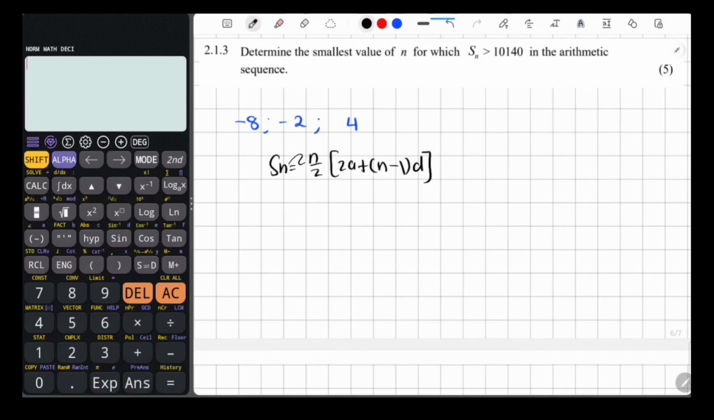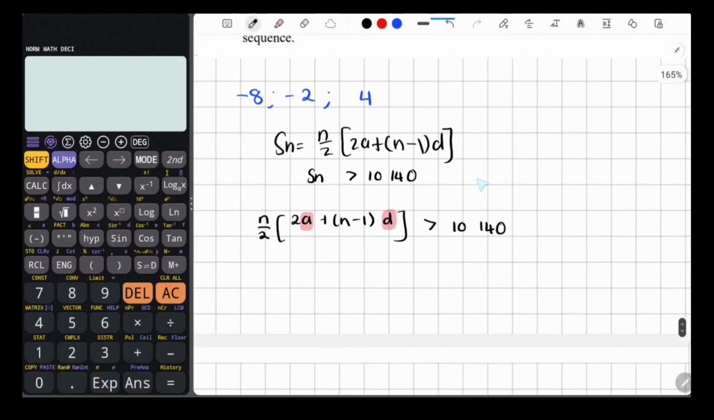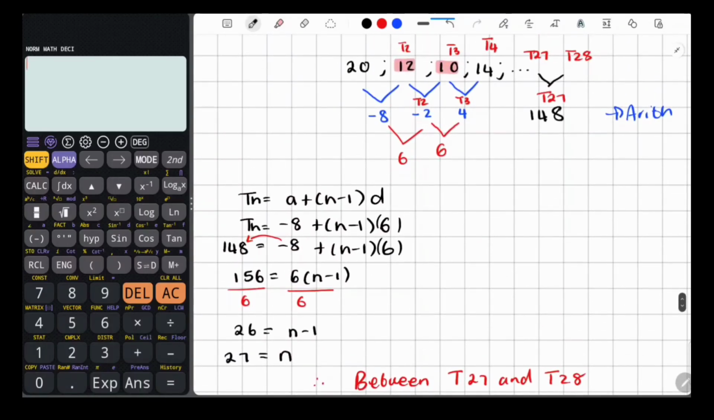So we have to find out where the sum of these terms are greater than 10,140. So in place of Sn, I'm just going to put this formula. Okay, so now that we have this, and we have to say that this is greater than this 10,140. So since we have this formula, you can see the things we need. We obviously cannot find n right now. We need to solve for n for this inequality. But we have to have a and we have to have d. So let's see what a is. A is the first term, which is -8. So we can see that. And d, remember we knew what d was already. It's the constant difference, which is 6.